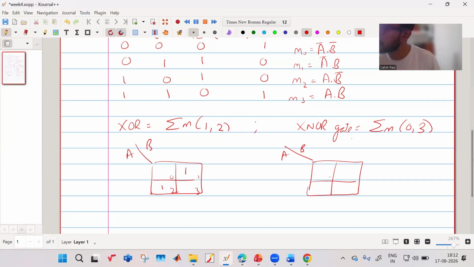A, B, 0, 1, 2, 3. This is a 1, this is a 1. Okay, so this is your XOR gate. This is your XNOR gate. Now, you focus on this. So this is your A bar. This is your A. This is your B bar. This is your B.